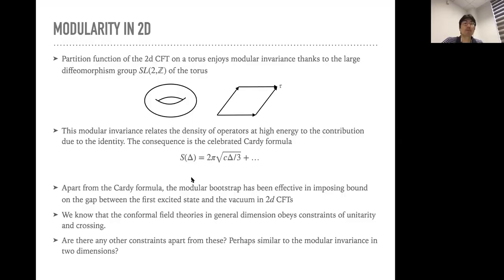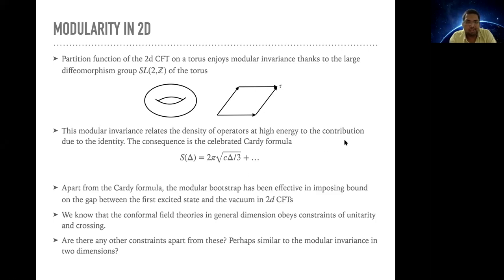As you all know, modular properties of partition functions of two-dimensional conformal theories have played an important role. By that I mean when you compute the partition function of a conformal field theory on a two-torus, it enjoys invariance under the large diffeomorphism group of the torus, which is SL(2,Z), a pretty large group. And thanks to the constraints imposed by this invariance, we get, for example, the celebrated Cardy formula, which relates the density of operators at high energies to the contribution of the identity.